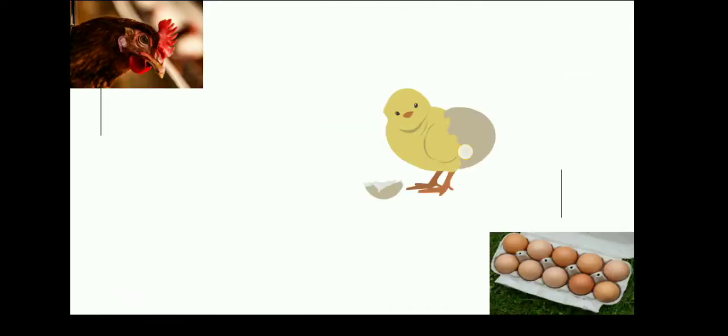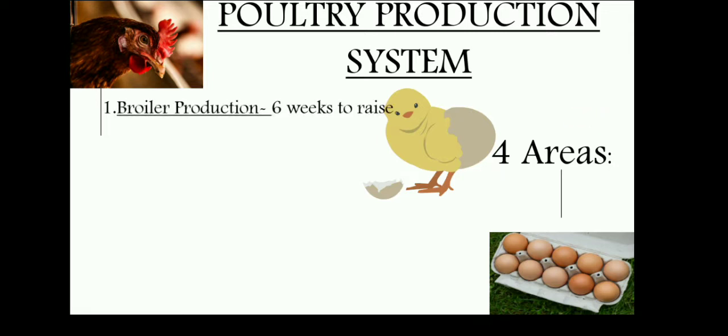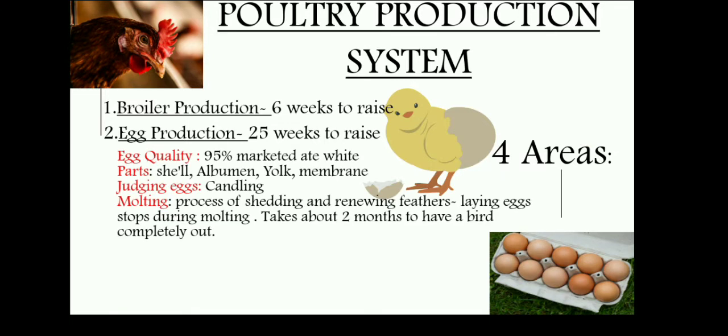So, next slide is poultry production system. There are 4 areas. The first one is broiler production. It takes 6 weeks to raise. So, broilers are raised for about 6 weeks. The second is egg production, 25 weeks to raise. Egg quality, 90% market, white.